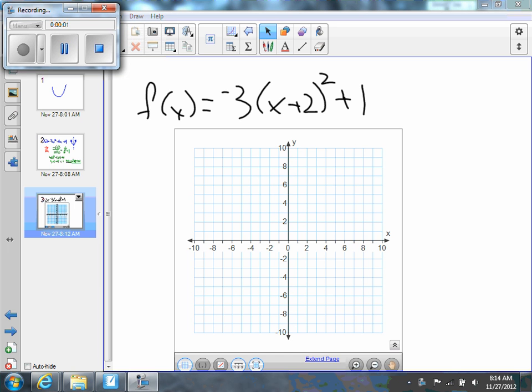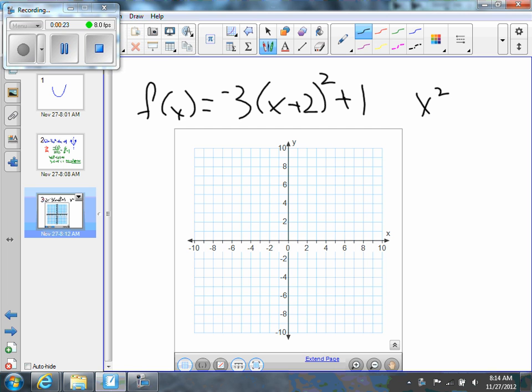Okay, so we're going to transform. We're going to graph this by using transformations. I'm going to start out with my parent function. The parent function is x squared. Are we comfortable with that? My parent function is x squared.